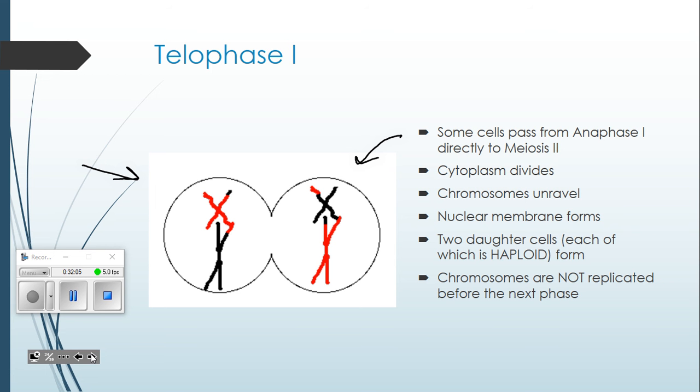As soon as we are done with telophase 1, once telophase 1 has completed, we call the cells haploid, and we would say they have n chromosomes because we've split them in half. The other thing that's important to note is that the chromosomes are not replicated before the next phase. So there's no interphase here. Sometimes people mistakenly think that every time you're done with telophase, you go back to interphase. Not for meiosis, because remember, it's not a cycle.